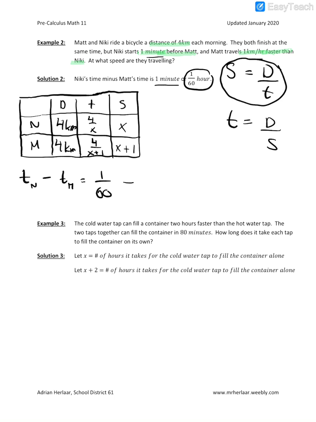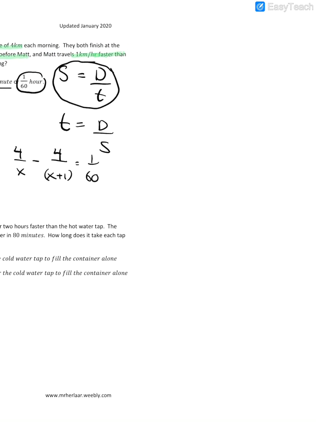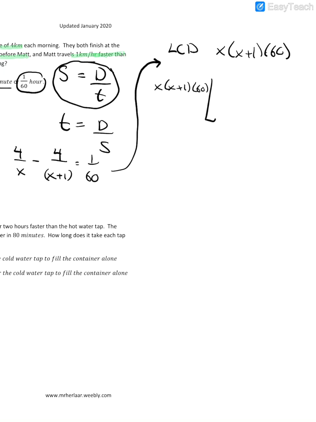So this is what we work out. Nikki's time is 4 over x. Matt's time is 4 over x plus 1. And that equals 1 over 60. So let's scroll over so we've got a little bit more room. What's the common denominator? Well, it's x times x plus 1 times 60. So let's multiply this whole thing by that. We're essentially water bombing in the lowest common denominator, and our common factors will cancel.